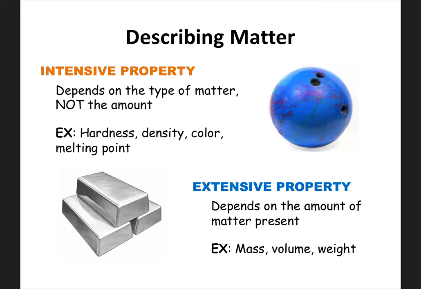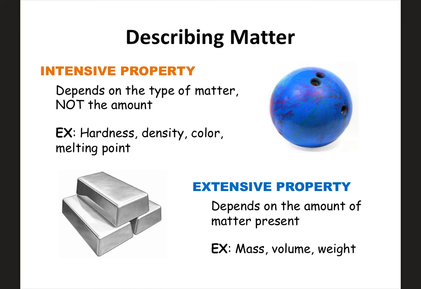And then extensive properties, these depend on the amount of matter present. If you think about it, the mass or the volume here of a substance would specifically depend on how much of that substance you had. So I always just remember in my head EA: extensive, the amount matters, EA. All right, so you need to definitely know the difference of these with examples.